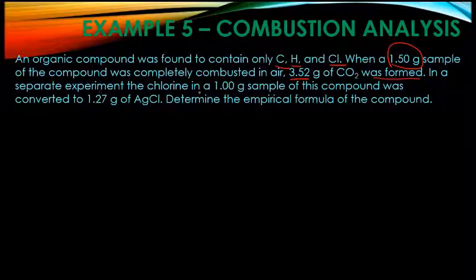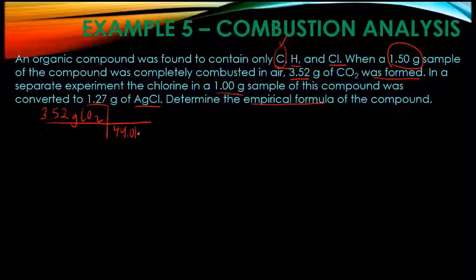In a separate experiment, the chlorine in a 1 gram sample of this compound was converted to 1.27 grams of silver chloride. Determine the empirical formula of the compound. So, we can start with the first part, which is pretty simple, where we're just finding the carbon from the carbon dioxide here. So we'll start with the 3.52 grams of CO2, and we're just going to change this part over into the grams of carbon and knock that one out and get the carbon amount decided.